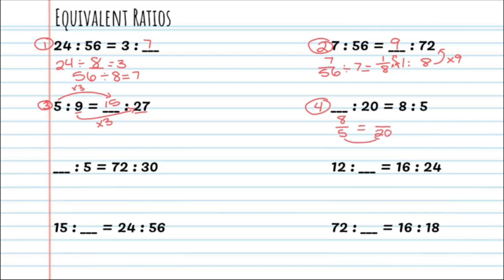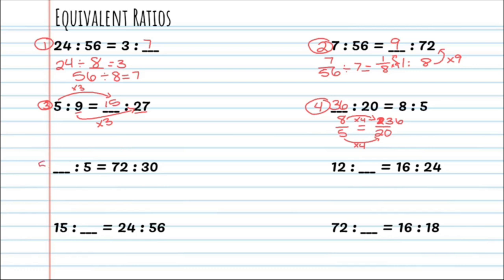What times 5 gives us 20? 4, right? And we have to do the same thing to the top that we do to the bottom. 8 times 4 is 32. So we would have 32 here for the first part of this ratio.